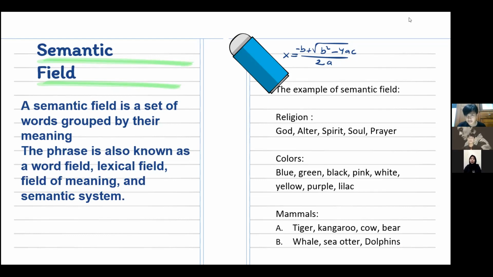But in a semantic field, not all lexical items necessarily have the same status. Consider the following sets. Let's see the example of mammal terms. I have point A and point B. In point A, there are tiger, kangaroo, cow, and bear. And in point B, I have whales, otter, and dolphins. We can see here that in point A the mammals live on land, and in point B the mammals live in the sea. So what I said before is that not all lexical items are of the same status.